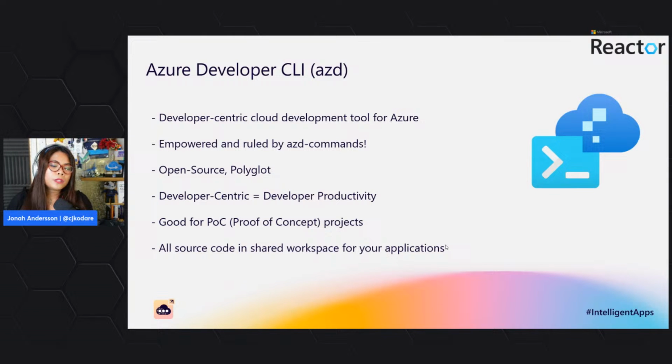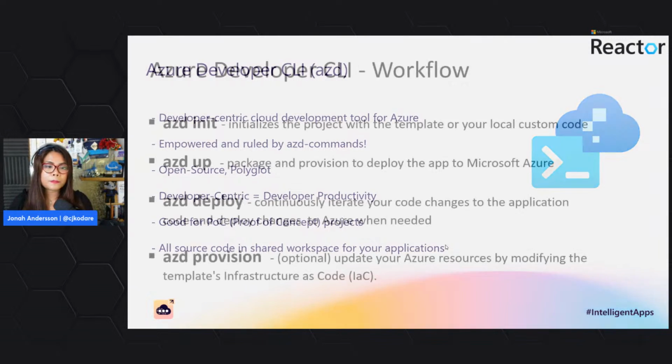And all source code are shared in one workspace, which means it allows you and your team to work together. And even if you're coding different languages for front end and the back end, you can collaborate, and it's open source, it's polyglot, and it's very quick to get started, and it really helps with the productivity in terms of speed and delivery of what you need to do as a team or as a developer.